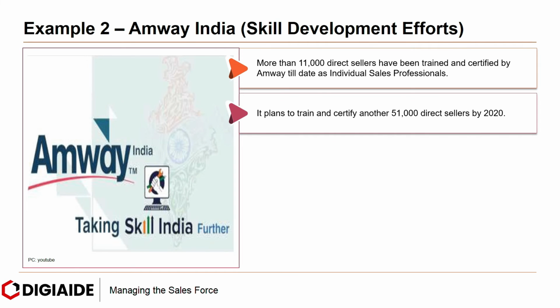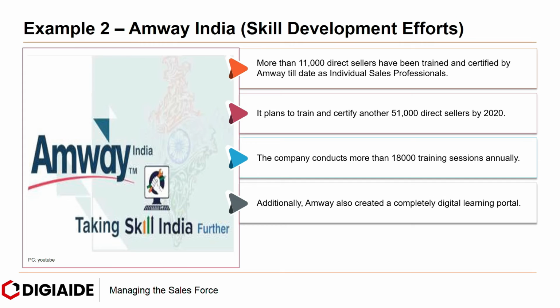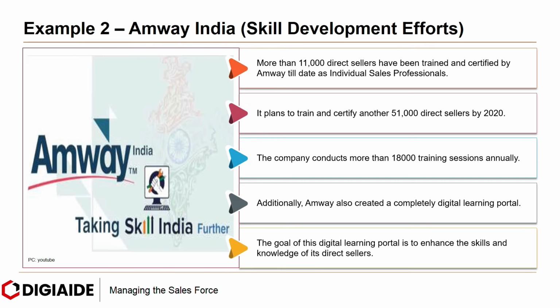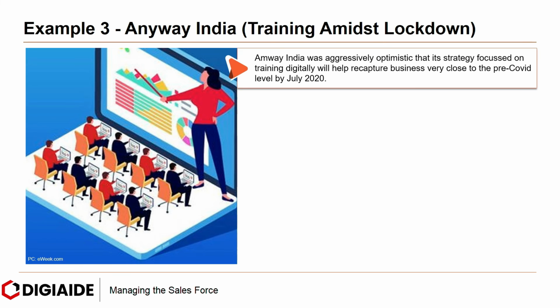It plans to train and certify another 51,000 direct sellers by 2020. The company conducts more than 18,000 training sessions annually. Additionally, Amway also created a completely digital learning portal. The goal of this digital learning portal is to enhance the skills and knowledge of its direct sellers. And the final example of training amidst lockdown.